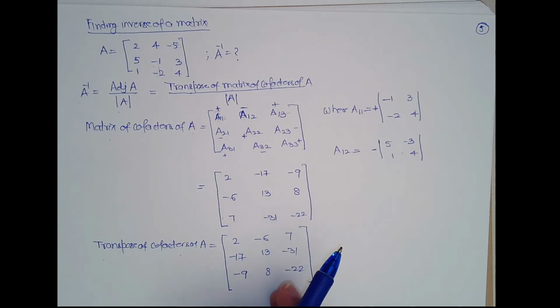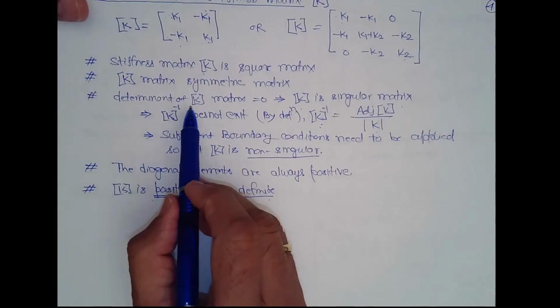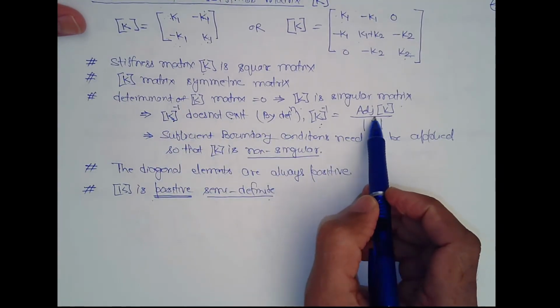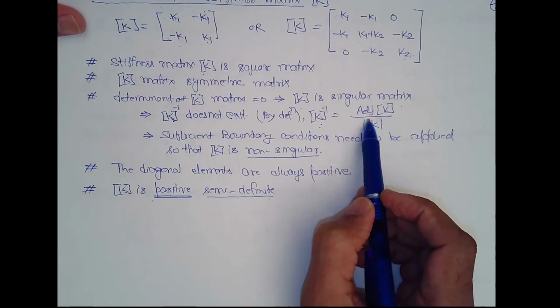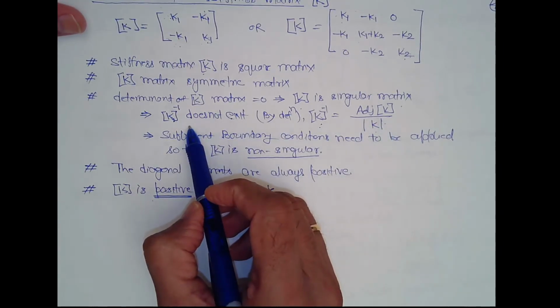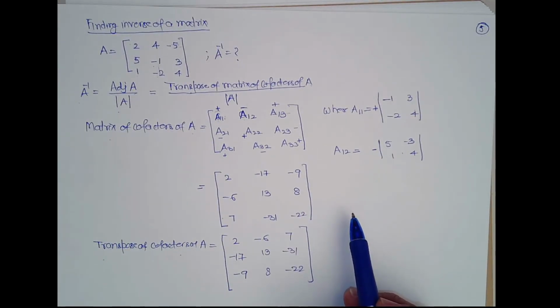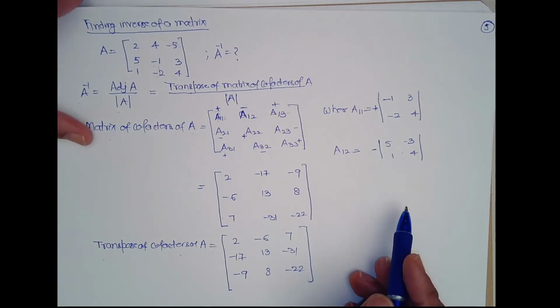And we know that for the K matrix, K inverse does not exist if the determinant of K is 0. If the inverse does not exist, then how to find U1, U2? Meaning thereby, you need to apply sufficient boundary conditions. So I will let you know how to apply the sufficient boundary conditions. Let us quickly discuss.